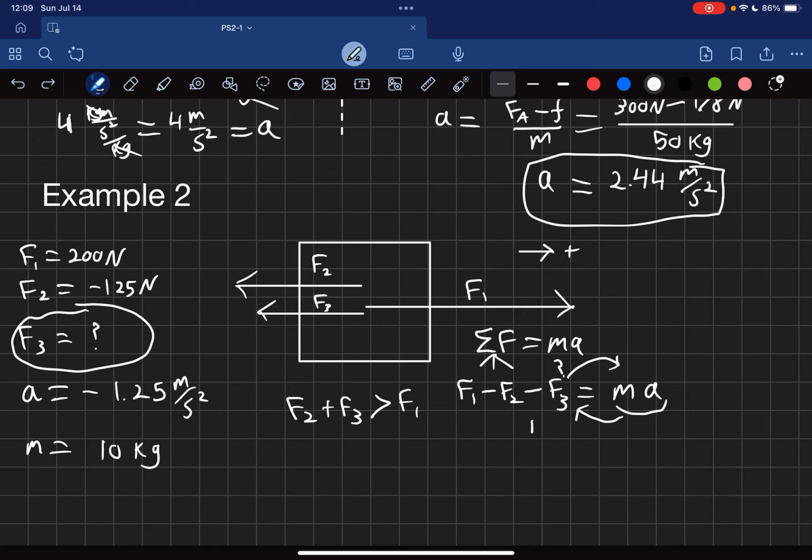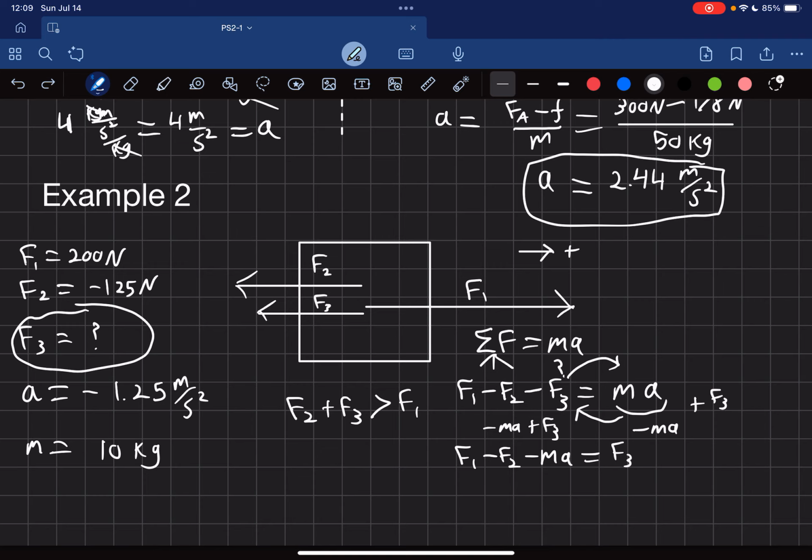How we can do that is we can add force 3 to both sides, and we're going to subtract mass times acceleration on both sides. Got a little messy there, but on both sides, what we're doing is adding force 3 and subtracting mass times acceleration. That's just going to flip-flop the positions of F3 and mass times acceleration. So what we're going to get is force 1 minus force 2 minus mass times acceleration equals force 3.